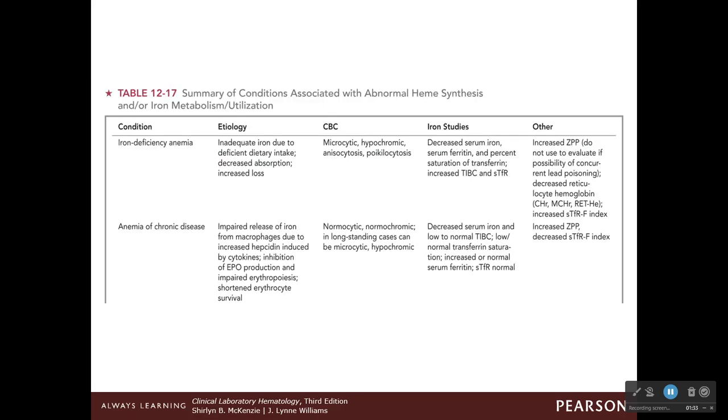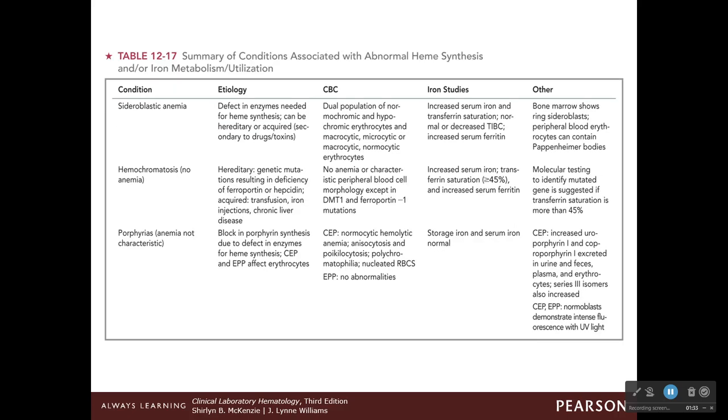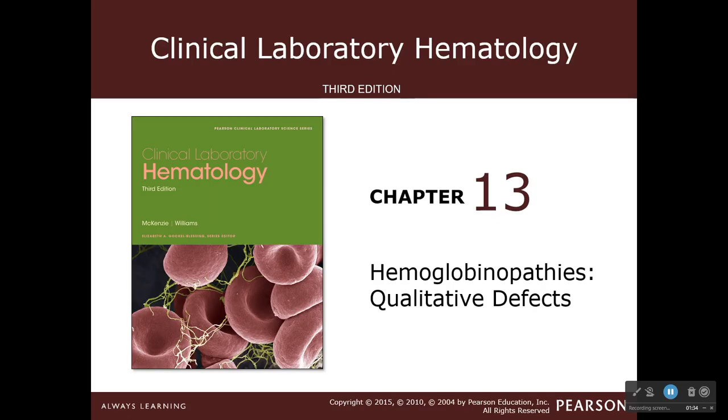This is a good chart right here, table 12-17. This kind of goes back and gives you a good review of all the different anemias that we've talked about. What you can see, what the CBC shows, what iron studies, and then other things that are necessary for learning. Okay? Questions about any of this, guys?